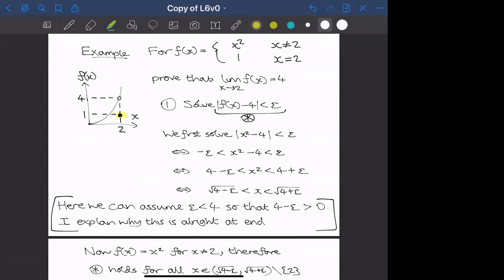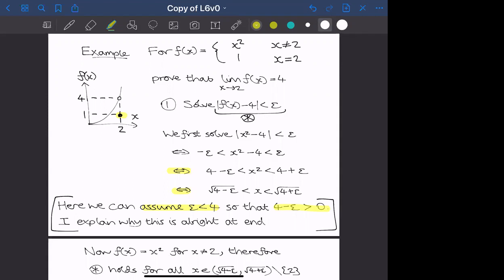And I can add 4, get x squared in an interval, and then I can square root, get x between 2 square roots. If both of the values are positive, of course. So we assume that epsilon is less than 4, so that 4 minus epsilon is positive. And 4 plus epsilon is certainly positive, and it's even larger because epsilon is positive always.